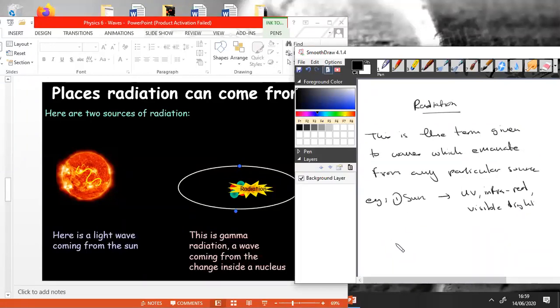Example 1. Example 2, atoms. Atoms, or radioactive atoms, release a type of wave called gamma rays. Gamma rays, yeah? So these are examples of radiation. And we already know, because we've been awake for the last 15 years, hopefully, that UV, for example, is dangerous, yeah? Gamma rays also can be dangerous.